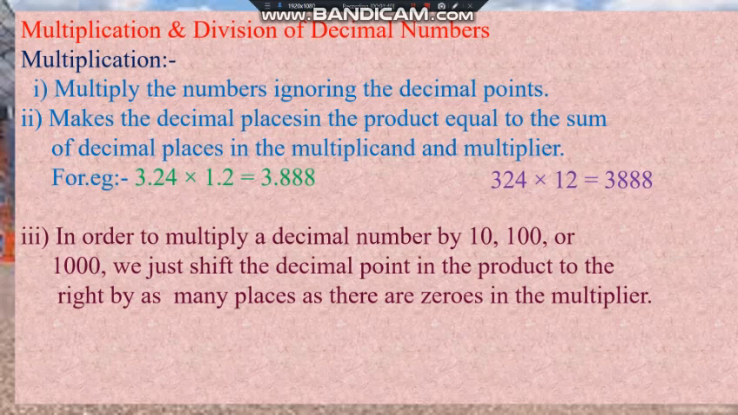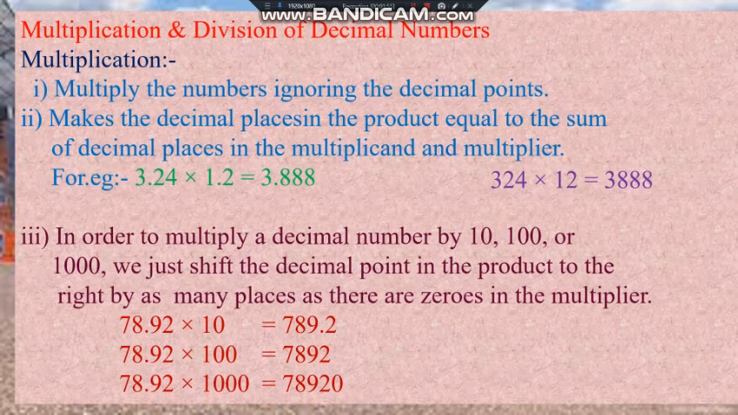Now, if we multiply decimal number by 10, 100 or 1000, what we do? The decimal shifts to the right as the number of zeros. If we have 1 zero, then we'll shift 1 place to the right. If we have 2 zeros, then 2 places to the right. If we have 3 zeros, then 3 places to the right. For example, 78.92 into 10. So, only 1 zero is there. So, decimal will shift to the right by 1 place, that is after 9. And if you multiply by 100, then after 2 digits, so after 2. Okay. Now, after 2 we don't have any number, so no need of placing decimal.